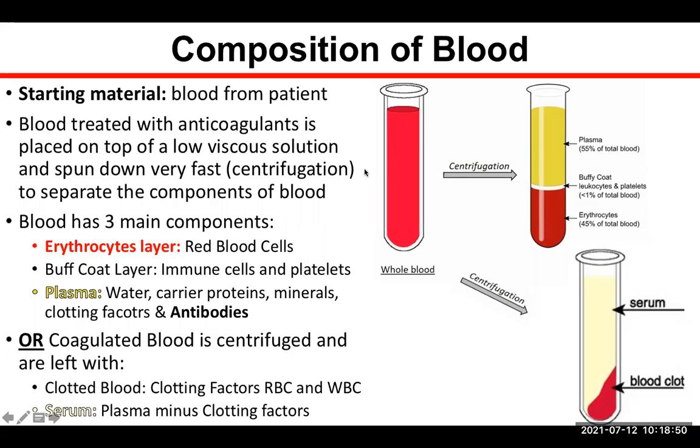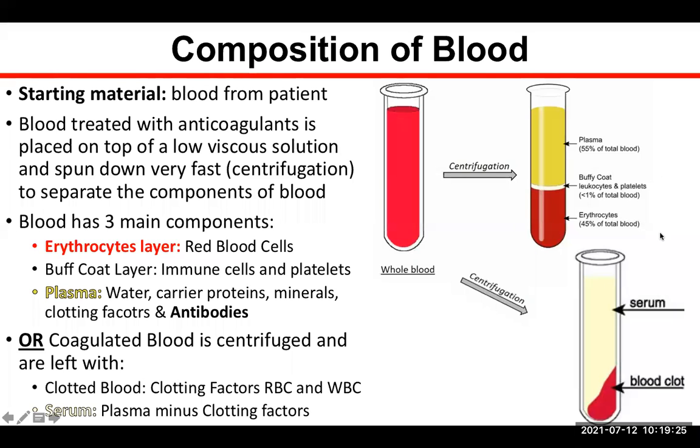And so what's going to end up happening is you're going to have this blood treated with the anticoagulant, and then you're going to layer it onto this low viscous solution. The whole point of this low viscous solution is so that after you spin or centrifuge, you can separate the different components of the blood. When you do this process where the anticoagulants are present and you spin down, there's going to be three main components or three different layers of the blood.